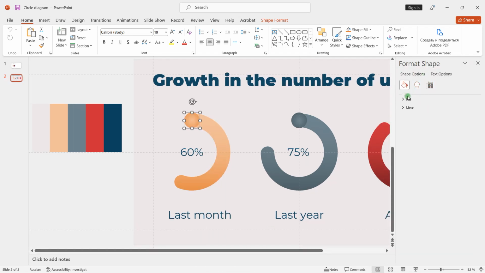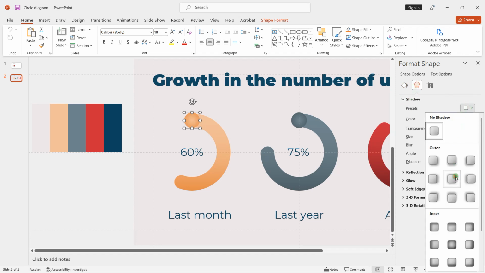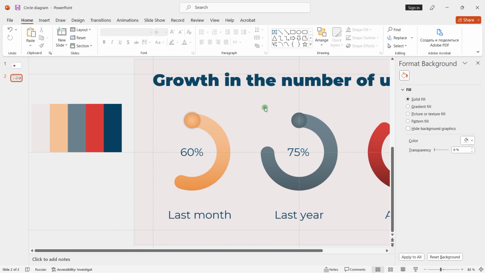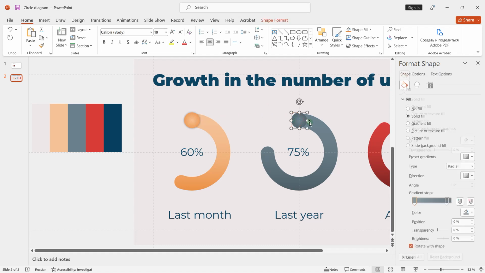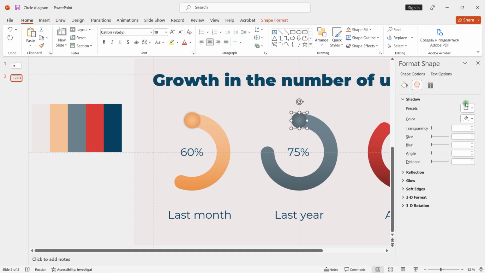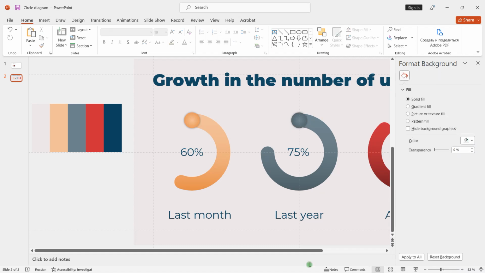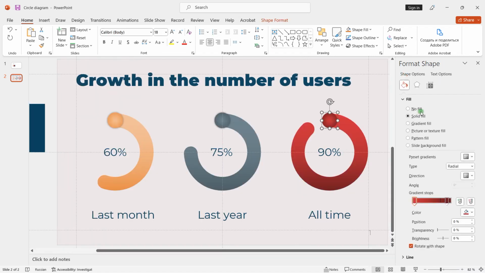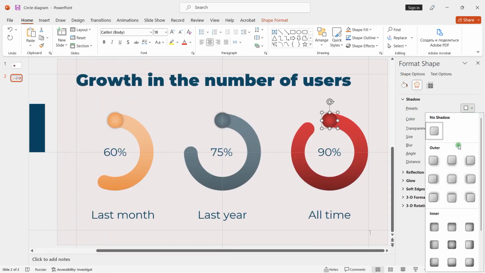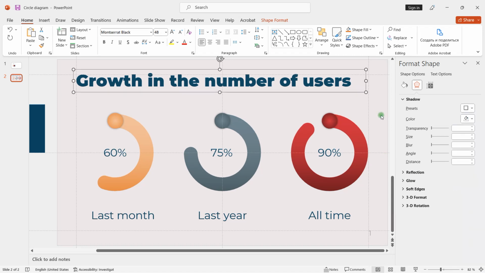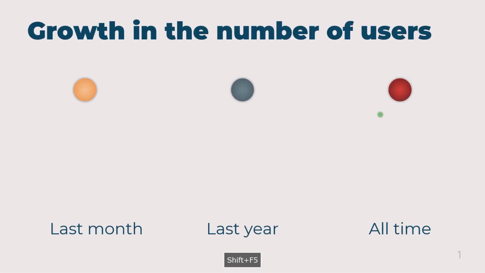Next, open the Effects tab and select Shadows. In presets, select offset. Center. Great, the depth has appeared and now the starting point looks much better. Let's repeat this shadow for the second and third diagrams. Launch the presentation using the Shift F5 keys.